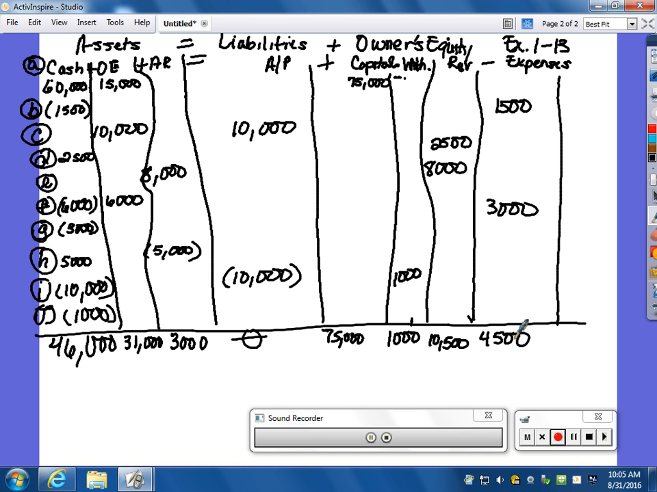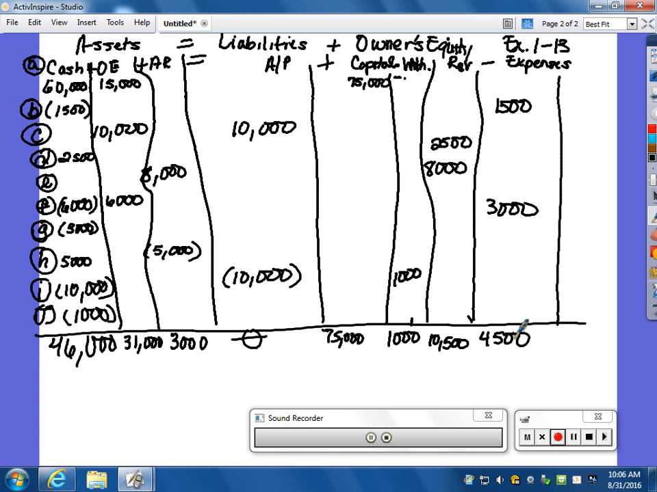Okay, so last week I told you that the income statement had what on it? Revenues and expenses, which equal out to? 10,500. That's not what I'm asking. No. Revenues and expenses equal what? Net income or net loss.